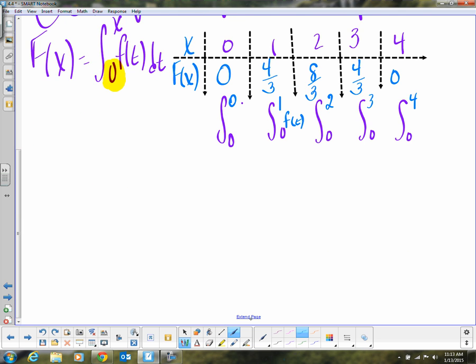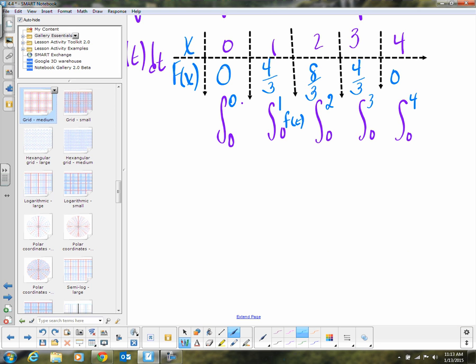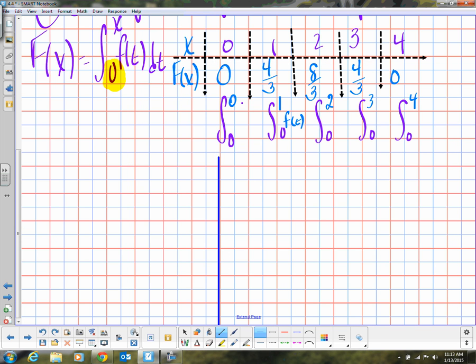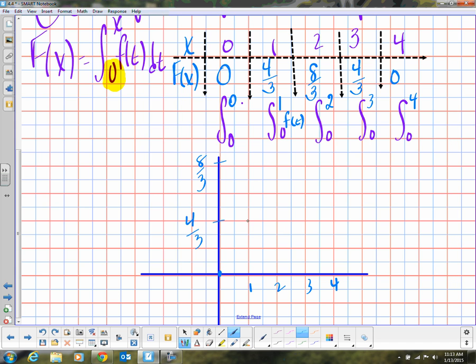So now part B, it says you sketch that graph. So that means you're going to grab your graph paper. I don't want log graph paper. You're going to grab your graph paper and you are going to graph this. So the first thing you're going to do is what? Plot your what? 0, 0. I'm going to let this be 4/3. I'm going to let this be 8/3. So I'm going to let this be 1, 2, 3, 4. So 1, 4/3, 2, 8/3, 3, 4/3, 4, 0.